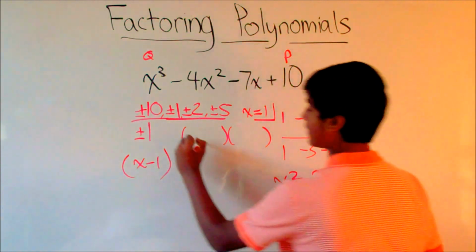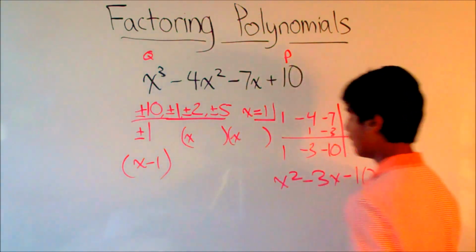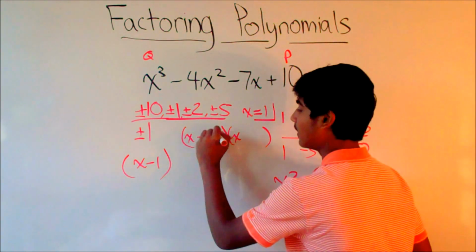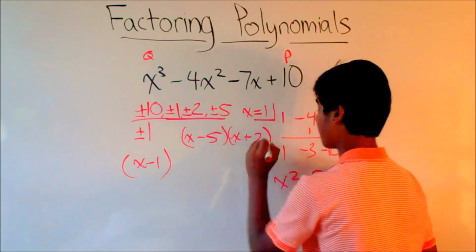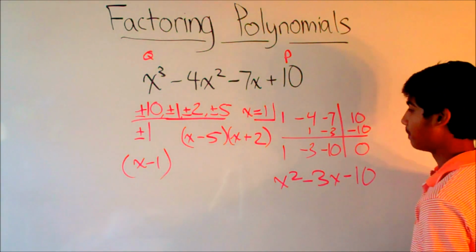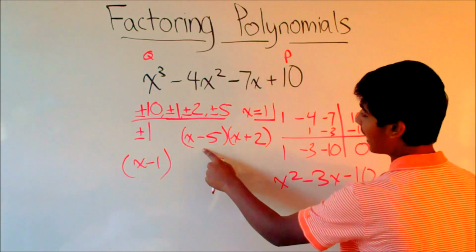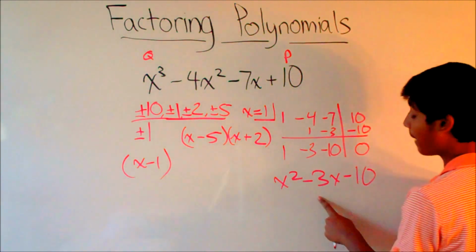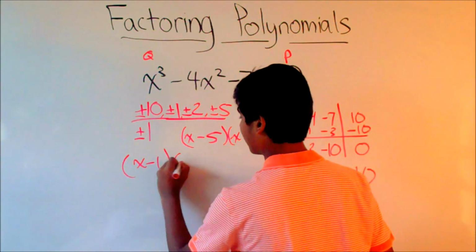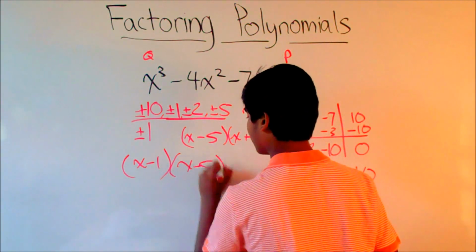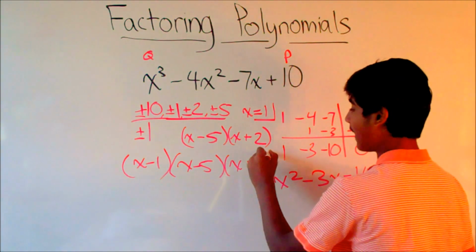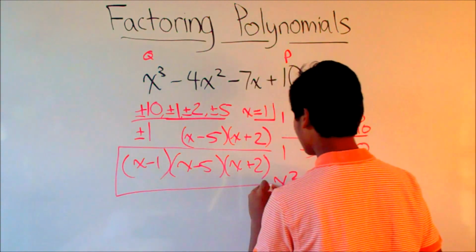It'll be x and x, because we have x squared. It'll be minus 5 and plus 2, because x squared plus 2x minus 5x minus 10. The reason we chose minus 5 and not plus 5 is because we want this to be a minus 3, not a plus 3. So then we have our next factors, x minus 5 and x plus 2. And so those are the factors.